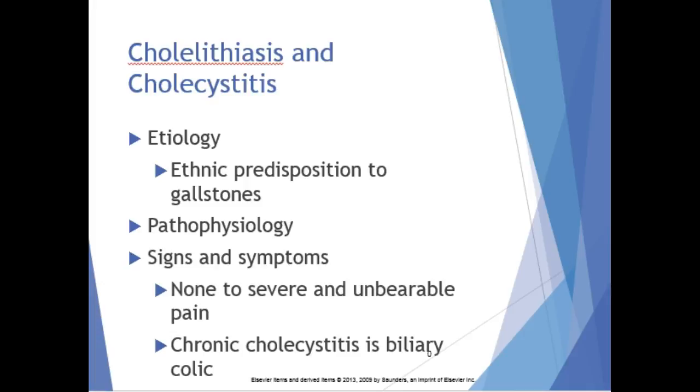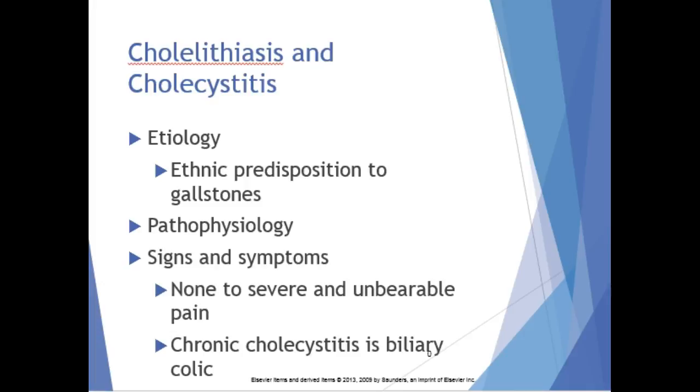Cholecystitis occurs when there's an inflammation of the gallbladder and is associated with gallstones probably about 90% of the time. Native Americans are genetically more prone to develop gallstones more so than any other group. Hispanic Americans have the next higher likelihood of developing gallstones.